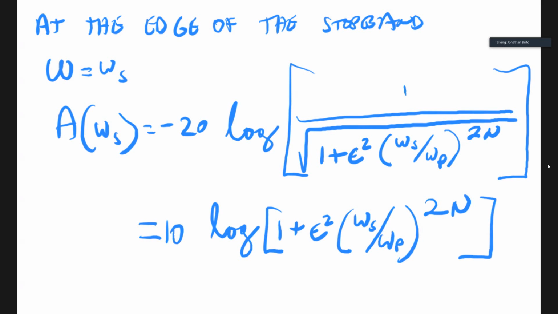Dr. Hernandez, is A to the WS like the lowest amplitude of the characteristic of the filter? Yes. So that would be the minimum attenuation that you require at the stop band.